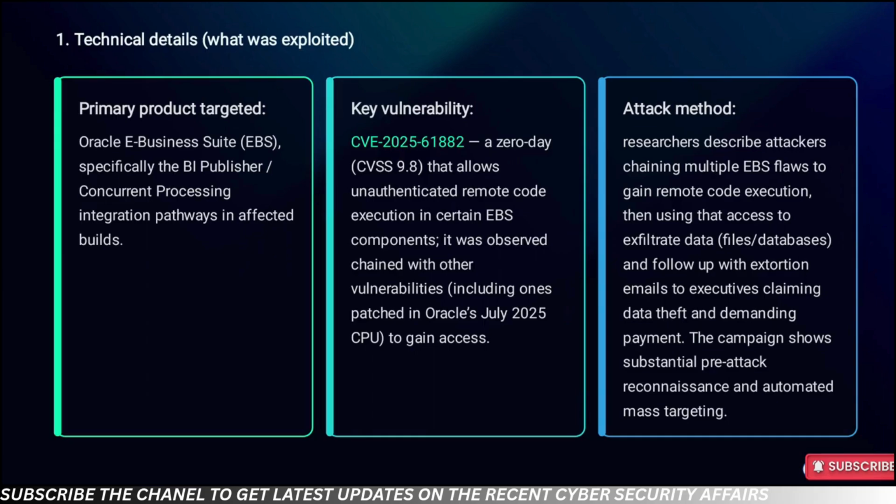Last but not least, the threat actor's method. According to the researchers, the threat actor chained multiple EBS flaws to gain remote code execution, then used that access to exfiltrate data, and followed up with extortion emails claiming data theft and demanding payment. The campaign shows substantial pre-attack reconnaissance and automated mass targeting.